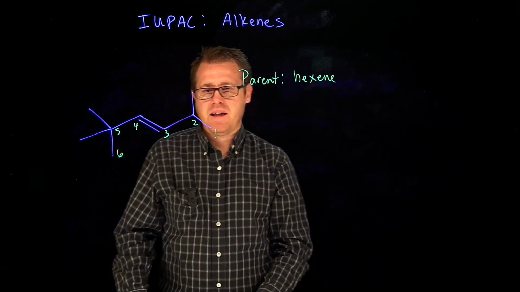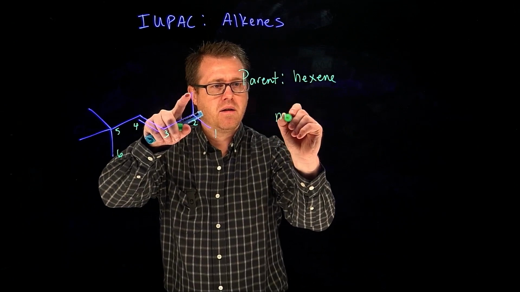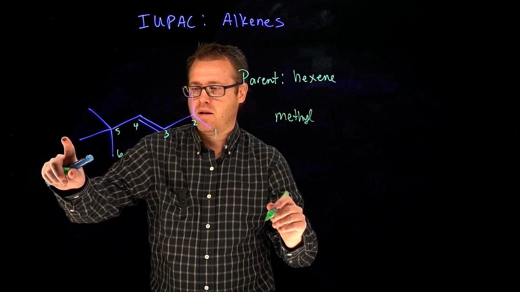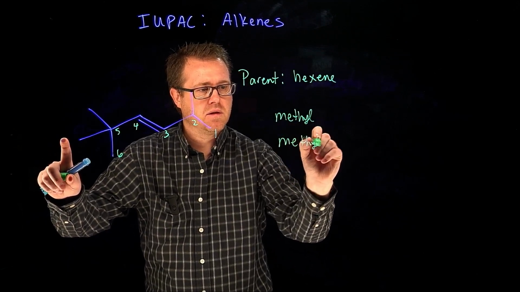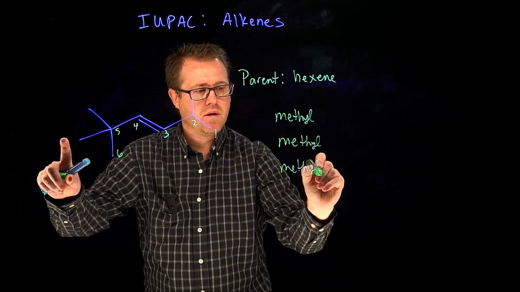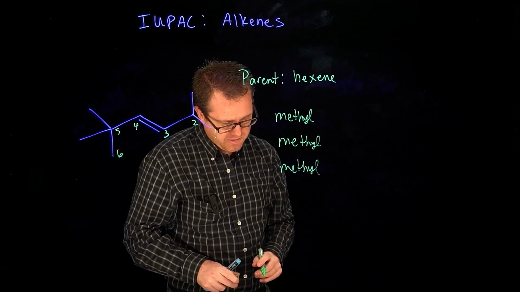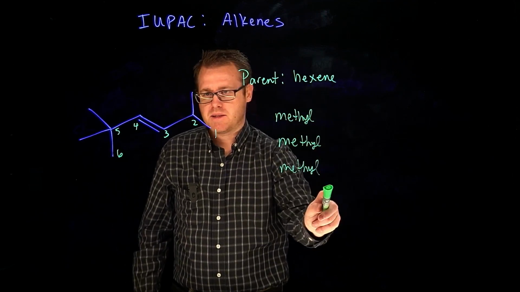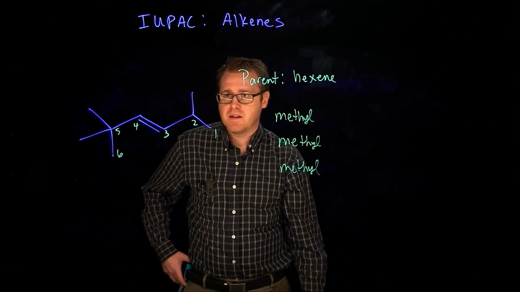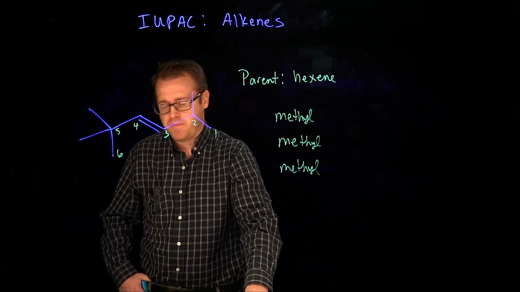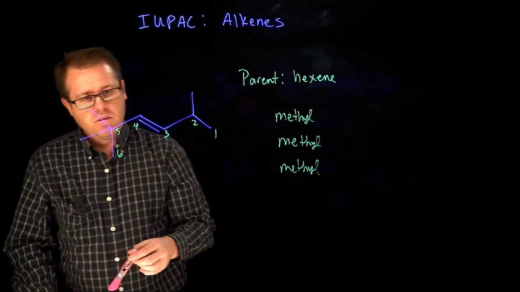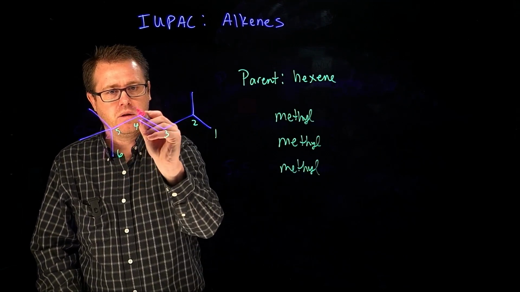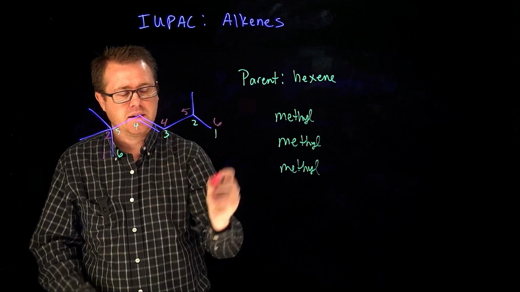Now what's coming off of that parent chain? I have a methyl here. And then I have those 2 methyls there. So we have 3 methyls coming off of that parent chain there. So we got the parent, we got the substituents. Now we just need to number that parent chain in the appropriate way. So what if I did it in the opposite direction? 1, 2, 3, 4, 5, 6.